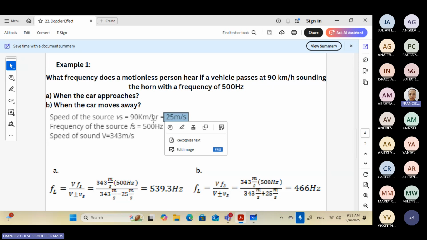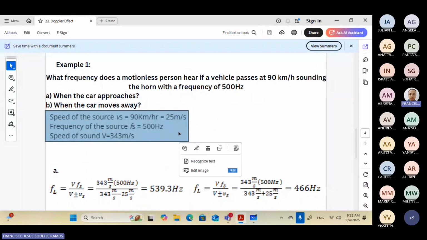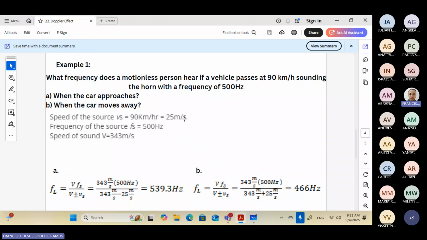It's the same. You can change 90 kilometers per hour and it will give you 25 meters per second. I'm not doing it right here because you're supposed to know how to do it already. So I skipped that part. So that's the velocity that I'm going to use, 25 meters per second. And also this one, the velocity of sound, but that one is a given value. That's fixed, 343 meters per second. So I have everything. I just need to apply the formula.